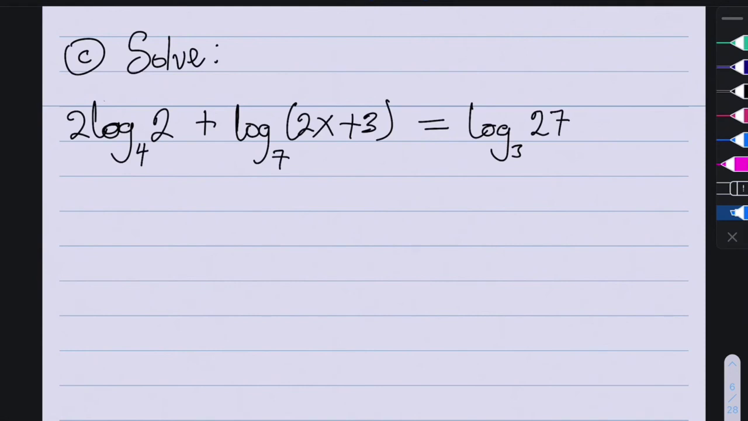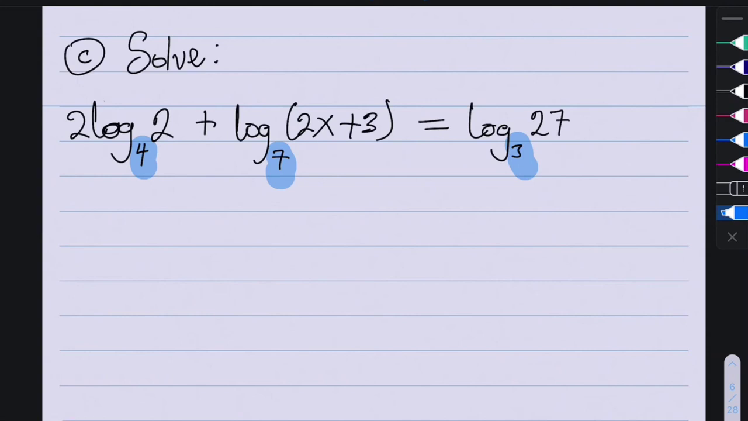This is a beautiful question. However, whenever you are given a logarithmic equation, the first thing I want you to check out is the bases. This is base 4, this is base 7, this is base 3. Bad news. Okay, different bases. Therefore, my friends, take your time, breathe in, and then figure it out. What base do you want to stick with? That's the first question you want to ask yourself.